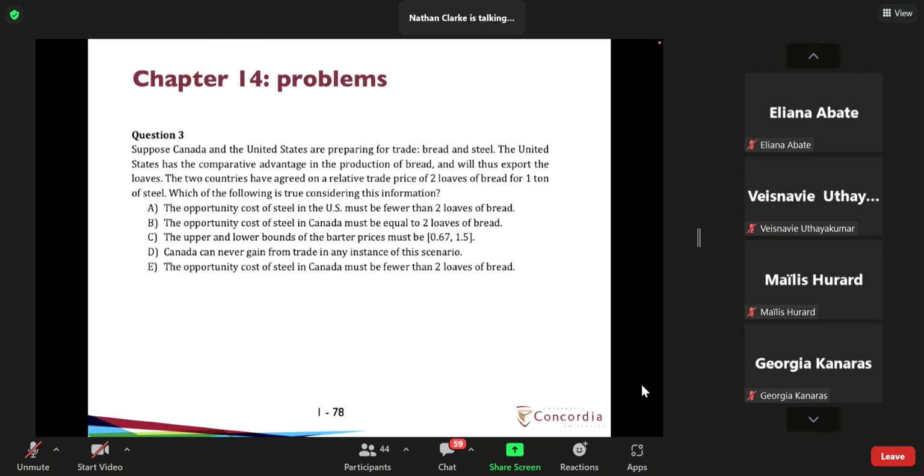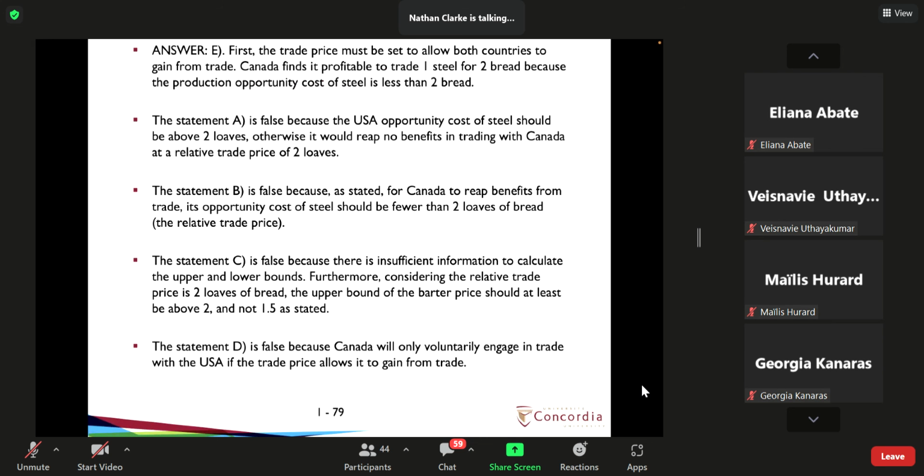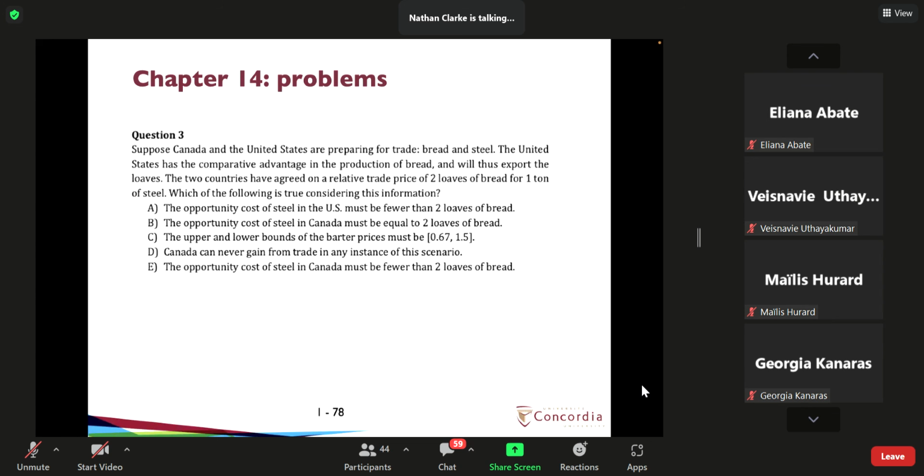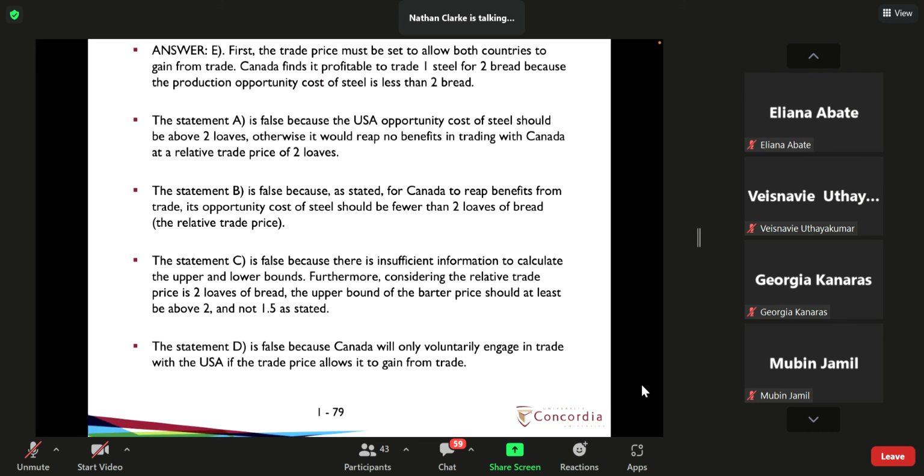Then if we work through some of the other ones, A says the opportunity cost of steel in the US must be fewer than 2 loaves of bread. This is false because the opportunity cost of steel should be above 2 loaves of bread. Otherwise, it would reap no benefits trading with Canada at a relative trade price of 2 loaves. If they could make steel for less than 2 bread, they wouldn't accept that deal. They would just decide to produce it for themselves. Okay, so that's why A is false.